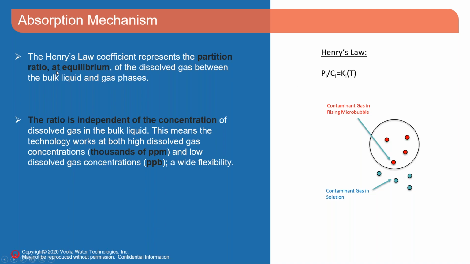P over C is called the partition ratio, and this represents the distribution of the dissolved gas between the liquid phase and the gas phase. An important thing to note is that the partition ratio is independent of the concentration of gas in the bulk liquid. Meaning, regardless of the concentration of the dissolved gas that's coming in to the CoStrip, the P over C ratio, the partition ratio, remains a constant. This allows the CoStrip unit to work with liquids at very high concentrations of thousands of ppm or even at very low gas concentrations at ppb levels. It gives the CoStrip a wide flexibility to work with various concentrations.